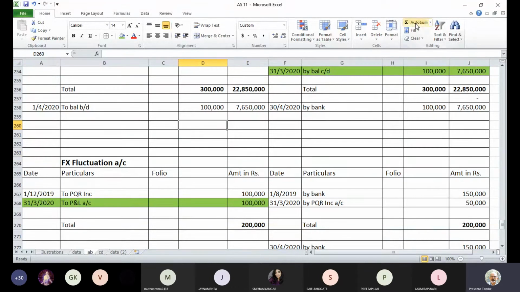So this account is already balanced on its own. Nothing else is to be done for balancing the account.